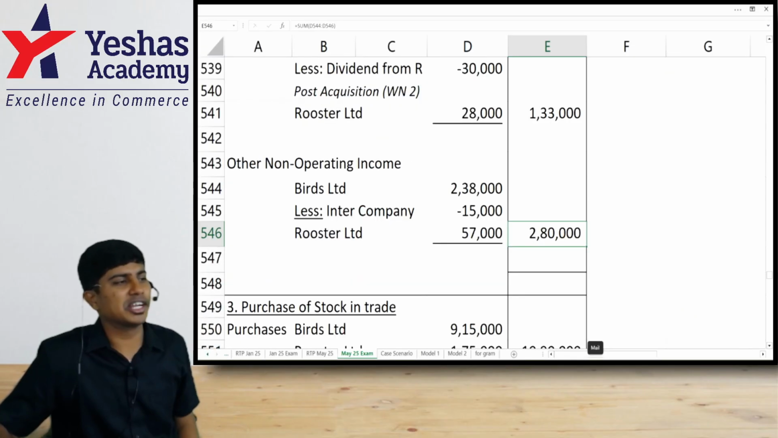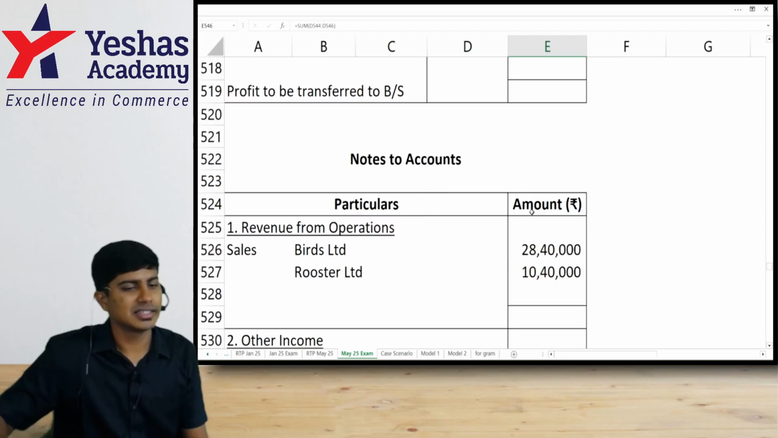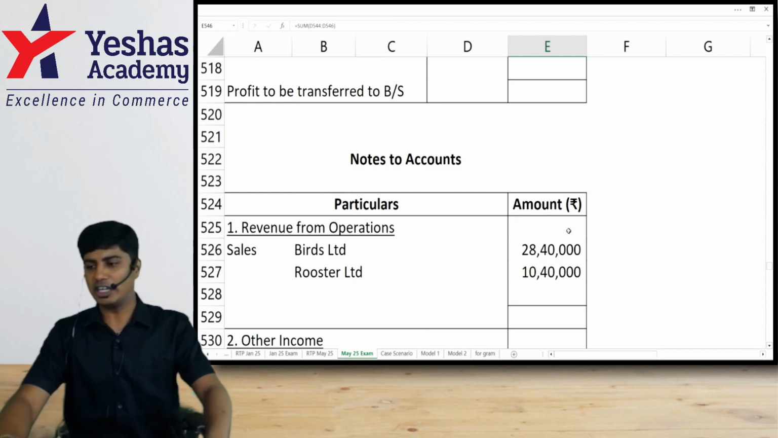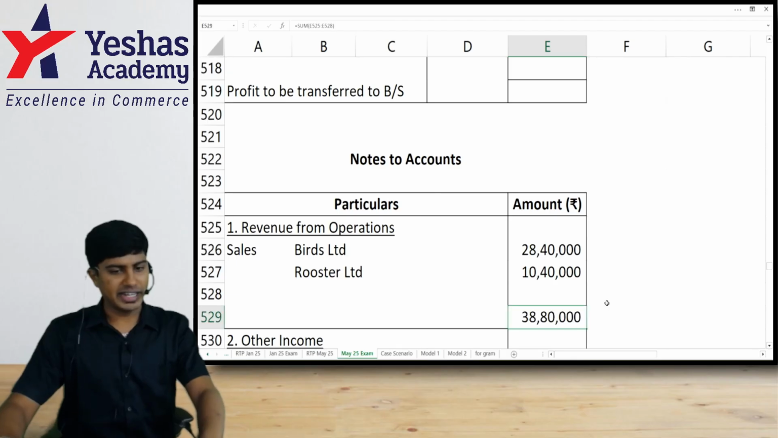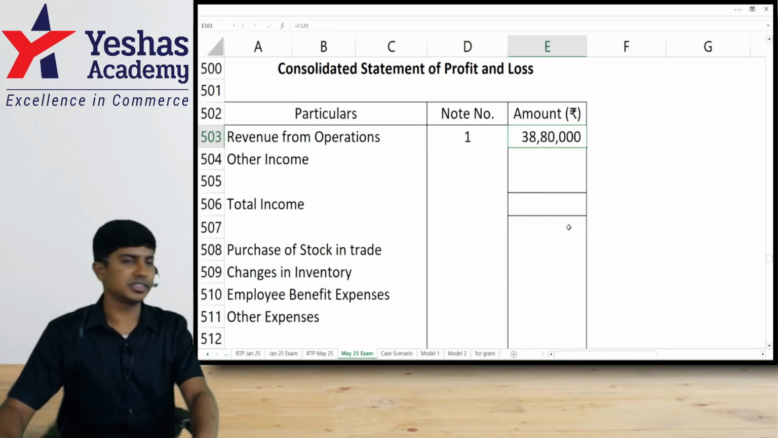But still one beautiful working note is there. You'll understand it. I've taught that to you also in the class. Let's see if you people will catch it before me telling. Tell me how much is revenue from operations? 28 lakh 40 plus 10 lakh 40. 38 lakh 80. 38 lakh 80 will appear as revenue from operations.